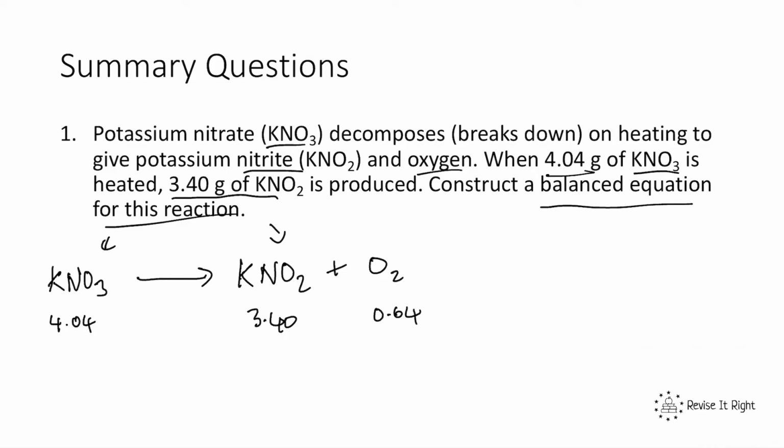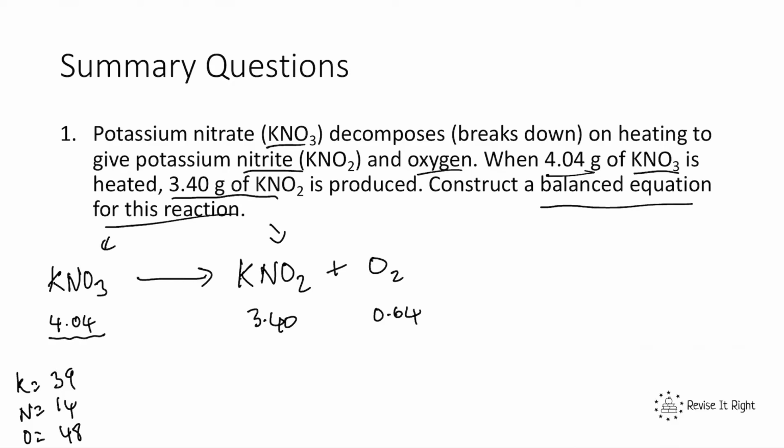Now, once we've done that, of course, remember we need to work out the Mr of each of them. So KNO3: K, potassium, if you look on the periodic table, is 39. N, nitrogen, again looking on the periodic table, is 14. And you've got O3. O is 16, times that by 3, you get 48. If you pop them all in a calculator, 39 add 14 add 48, you get 101.